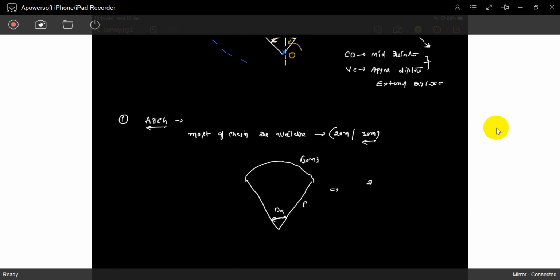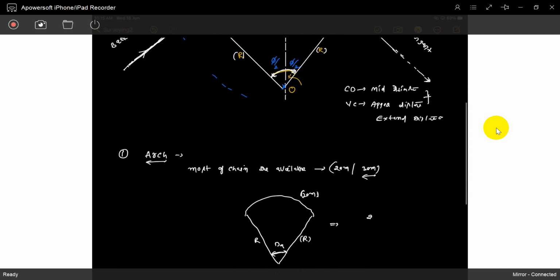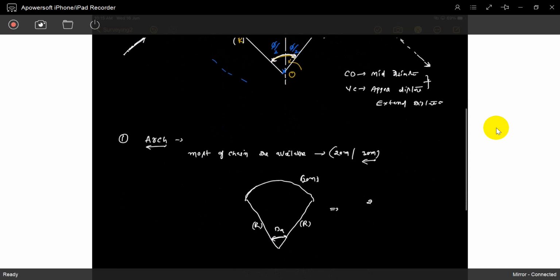This is R, this is R. So how can we find out the R for the required curve? It is based on the traffic, the heavy vehicles, and the centrifugal and centripetal forces, inside, outside, and the weight of the vehicle. Those are discussed in transportation engineering, so no need to discuss today. Okay, R is fixed. For a 20 meter chain, how much angle is covered? For a 20 meter curve, how much angle is covered?